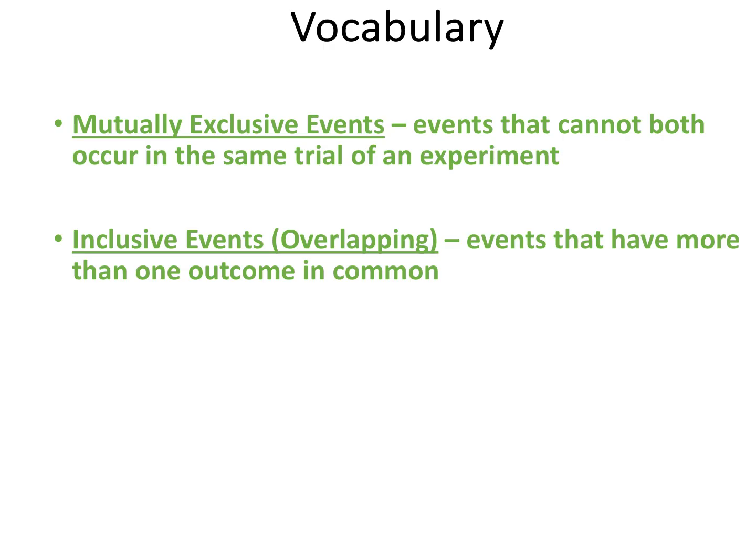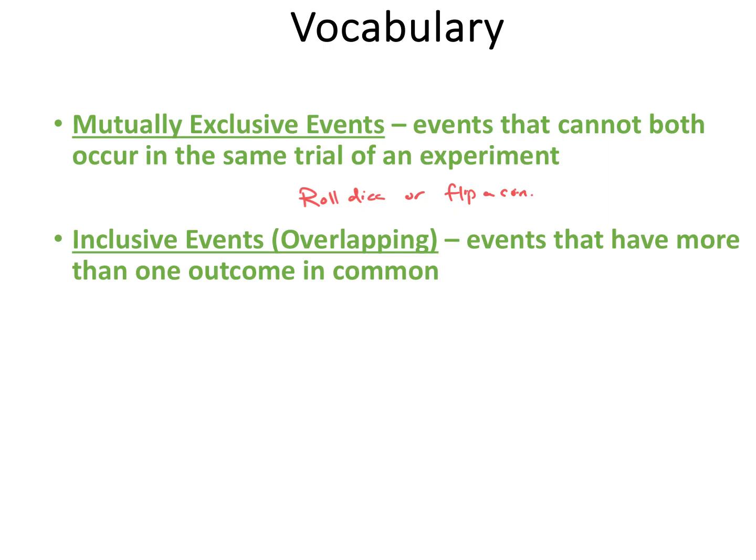So we do start off with a couple vocabulary words. The first one is what's called mutually exclusive events. These are events that cannot both occur in the same trial of the experiment. One good example of this is if I roll a dice or flip a coin. The outcome of me rolling a dice has no overlap with flipping a coin. They're totally mutually exclusive events.